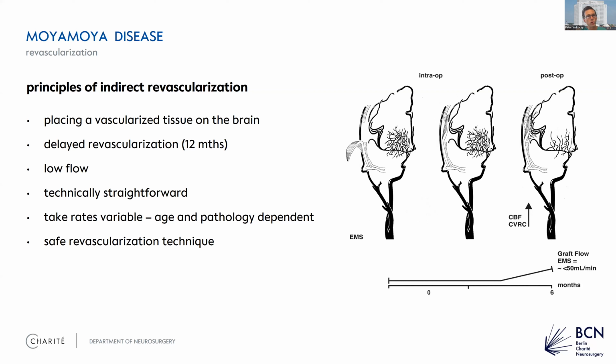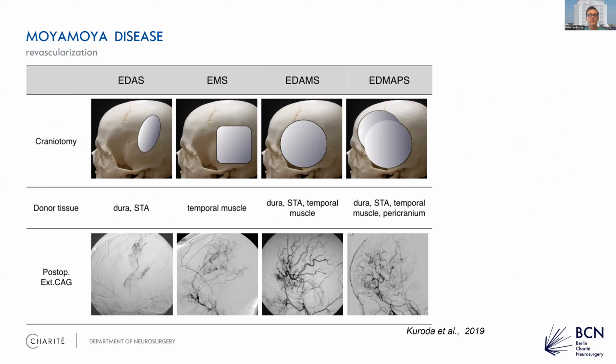It's usually low flow. On the other hand, it's technically straightforward. You just perform the craniotomy, you throw some muscle onto the brain, and you go home. That's the concept. And this is why it's so appealing to perform an indirect technique over a direct anastomosis, which is usually very tedious. There are different ways for the indirect technique.